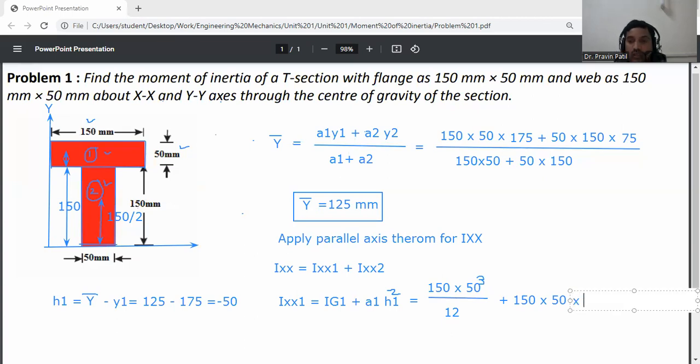Actually it is squared, so minus 50 square will be plus 50 square. So we get Ix1 from this relation. Ix1 is equal to 150 into 50 cube divided by 12 plus 150 into 50 into 50 square.